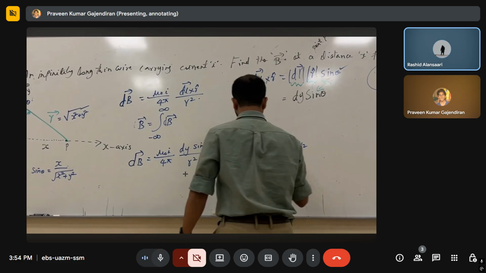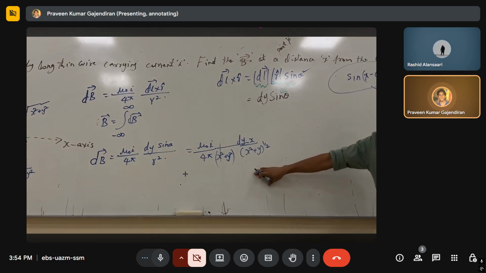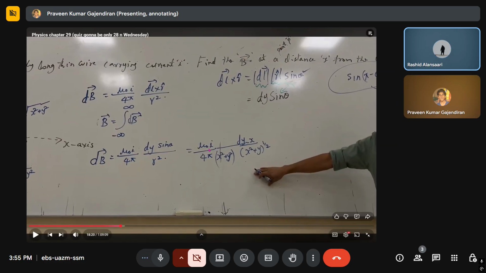Okay, and then here, what did he do after this? Same as what I showed you here. He turned the r squared into x squared plus y squared, and the square root is basically the power 3 over 2. And then what about the dy sine above it? Go back to Najib. He rewrote it as dy x.